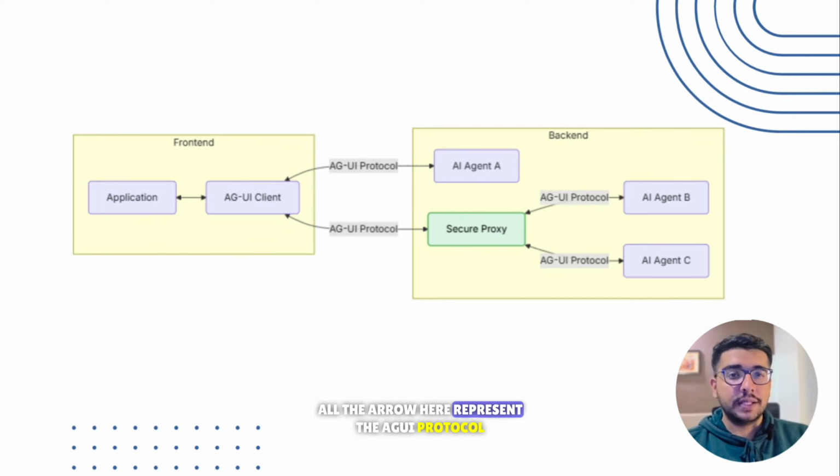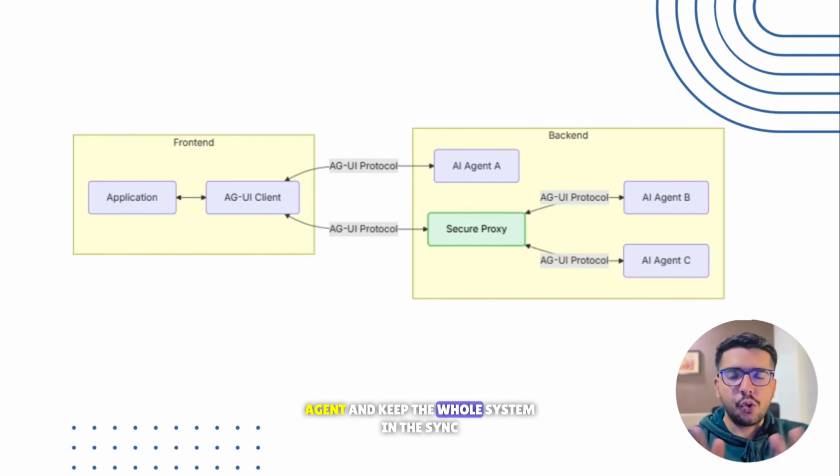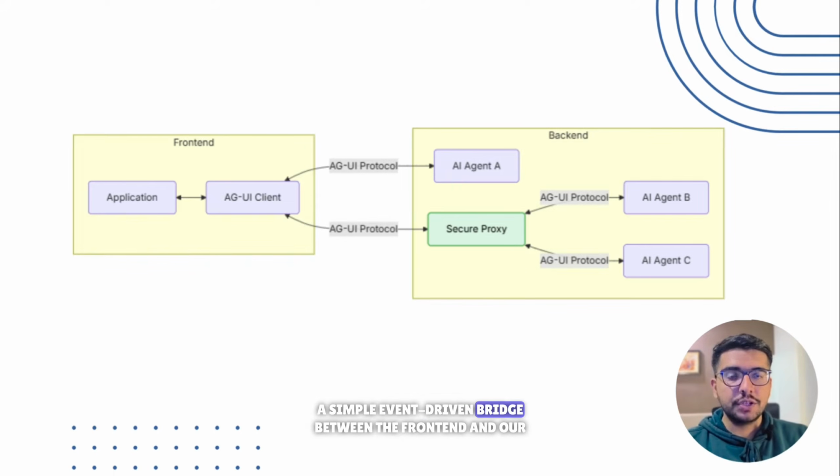All the arrows here represent the AGUI protocol. It's the standard language that connects the front end to the agent and keeps the whole system in sync. So this is the core architecture behind AGUI, a simple event-driven bridge between the front end and our agents, no matter how many you have or what kind of framework they run on.